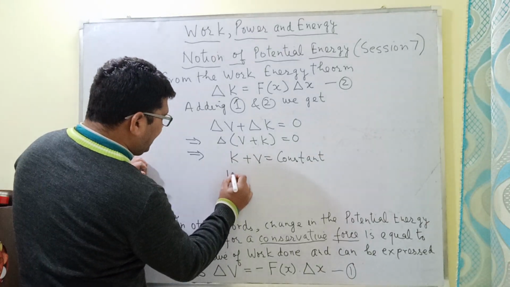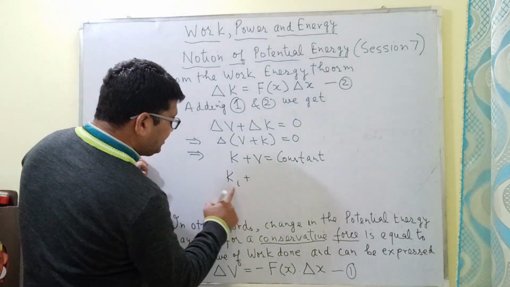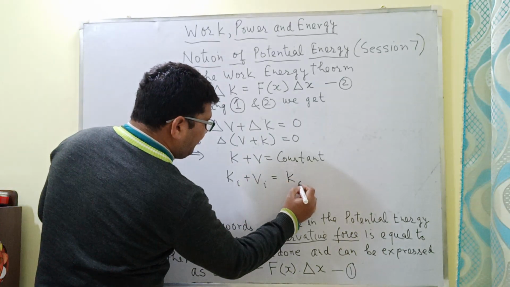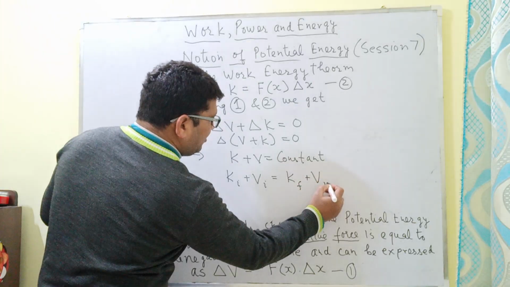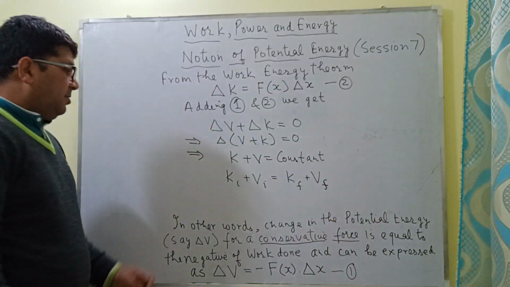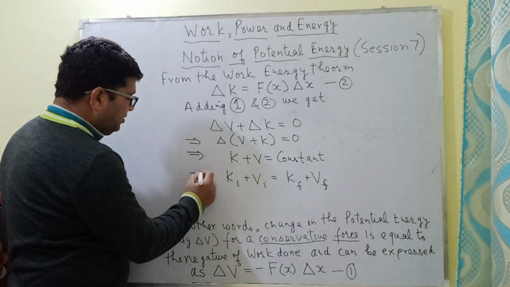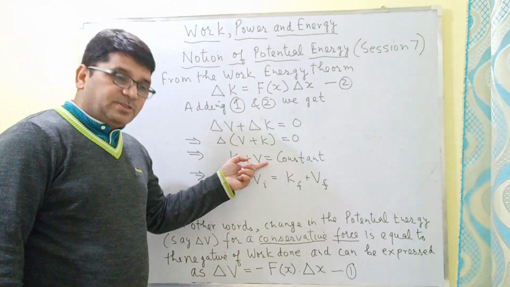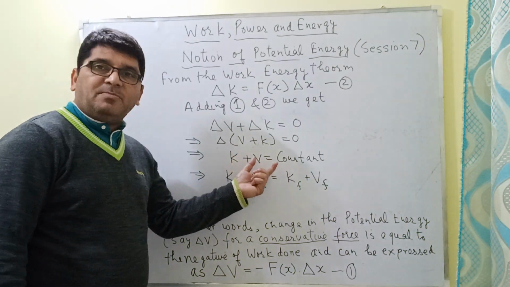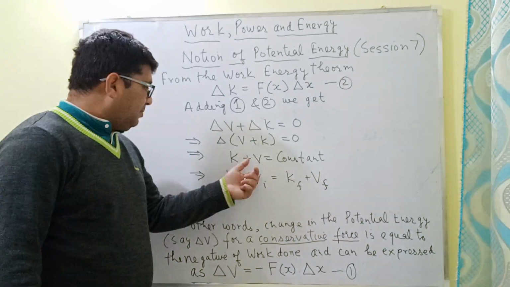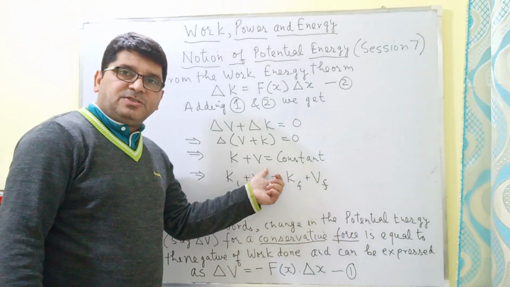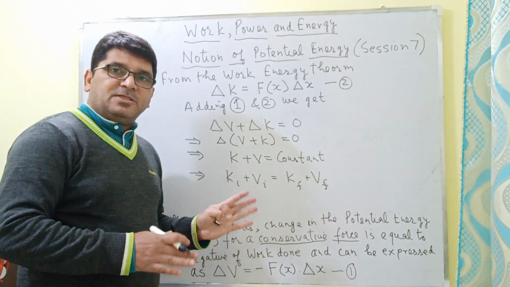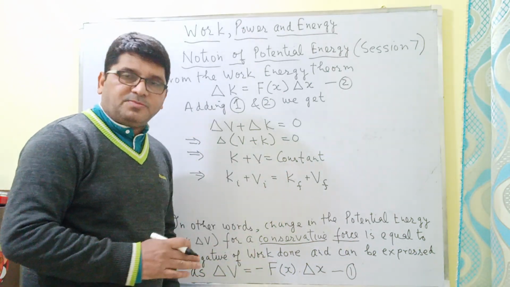That is, the initial kinetic energy plus the initial potential energy will be equal to the final kinetic energy plus the final potential energy. This is basically the total mechanical energy of the system. The sum of kinetic energy and the potential energy of a body is the total mechanical energy of that particular system or object.